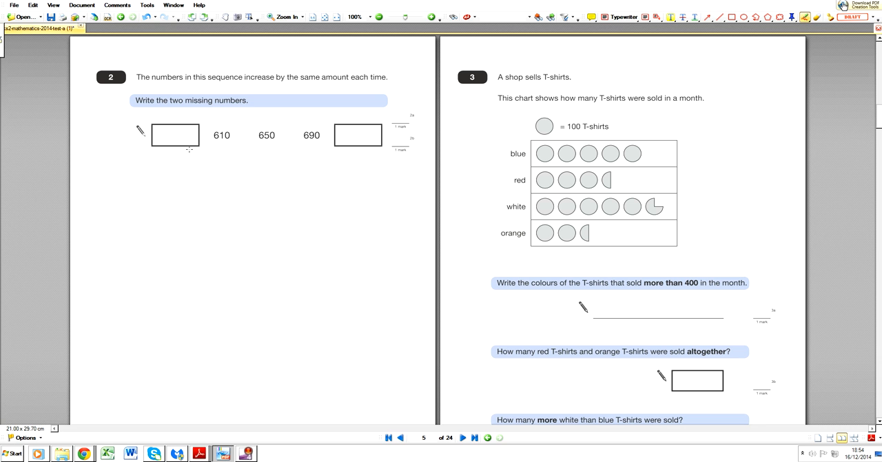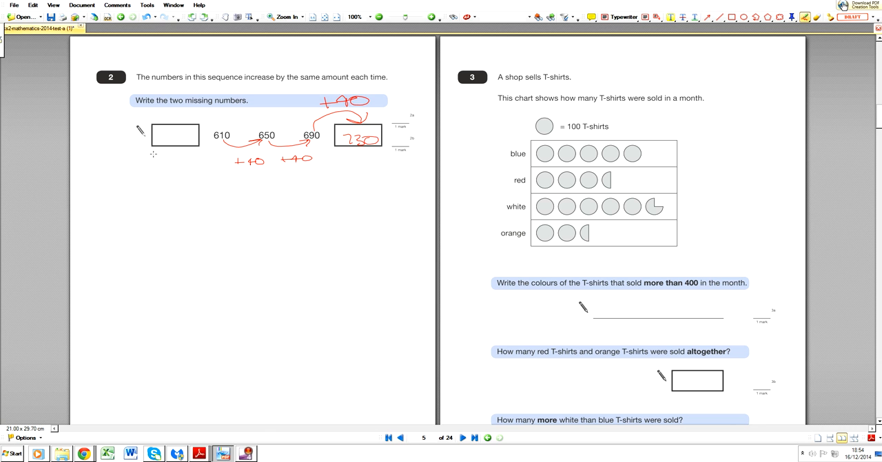Okay, right. So the number in the sequence increase by the same amount each time. Write the 2 missing numbers. So from 610 to 650, we are going up by 40. 650 to 690, 40. So the pattern is most definitely a plus 40 pattern. Lovely. So now we need to do 690, add another 40. 730. That will give us 730.